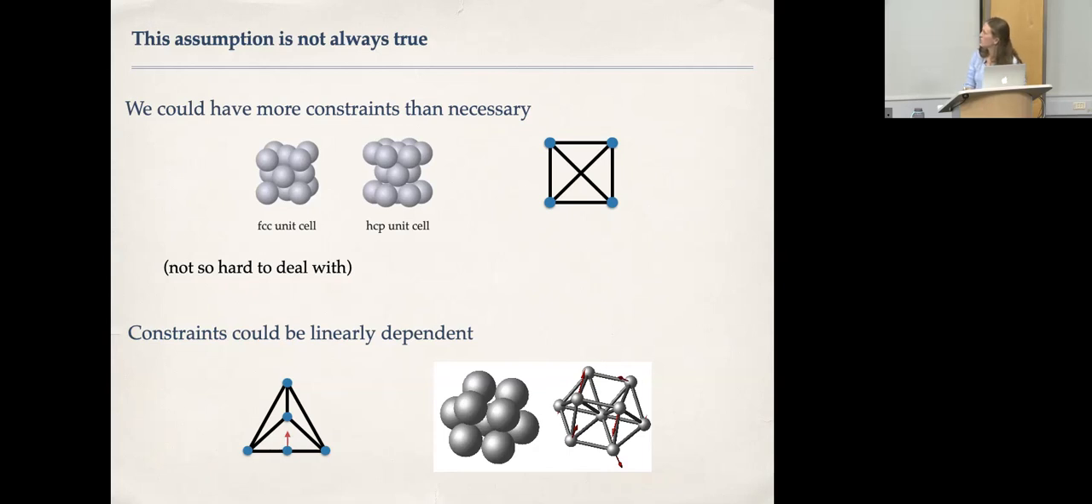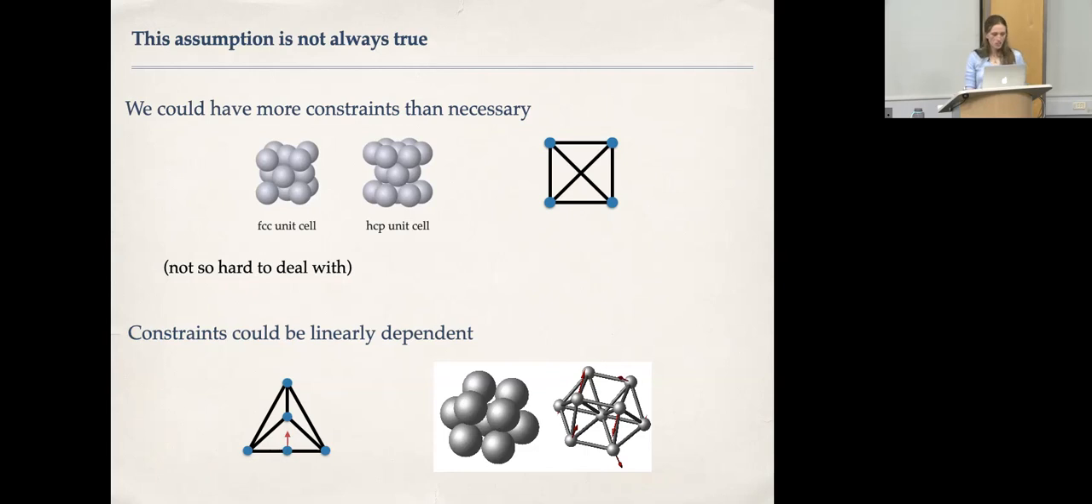Here's a simple 2-dimensional contact network. Well, it's just a graph. It represents contacts, and it has too many edges. So the corresponding Jacobian would not have full rank. So this is actually, maybe it would be annoying to deal with, but it's not conceptually deep to deal with. You could remove the redundant contacts and still proceed.